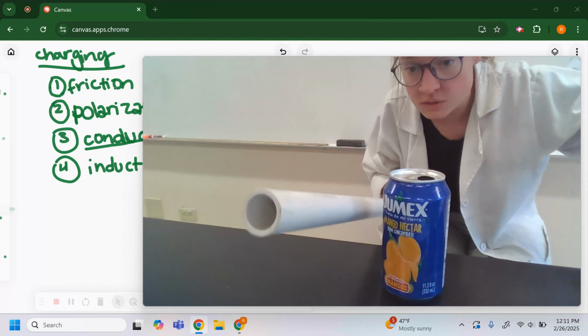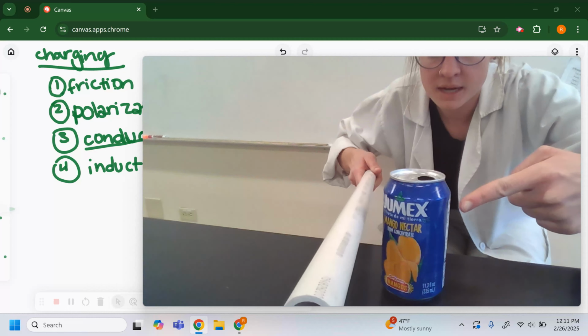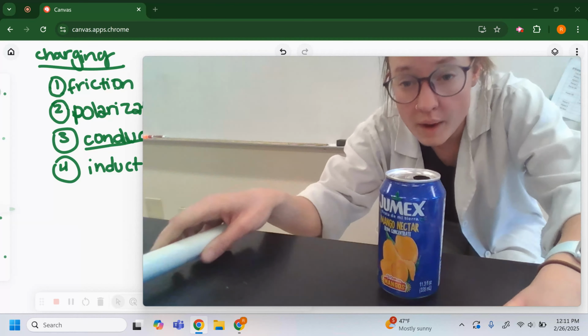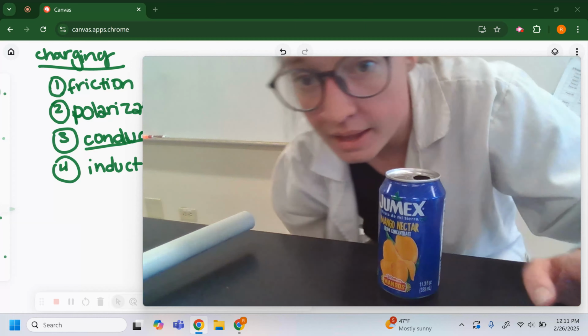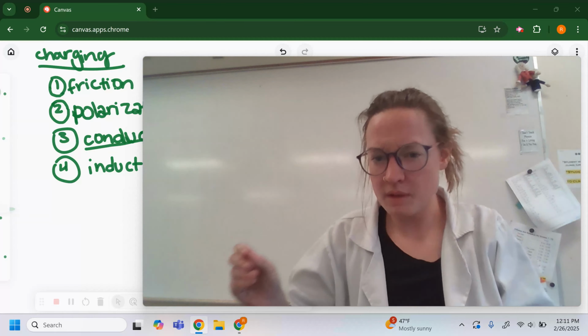Now, here's what I'm going to do to charge by induction. I'm going to hold this PVC close, and I'm going to take my finger and touch the other side of the can like this. When I touch the other side, the can then becomes charged. How? Let's take a look at a diagram.